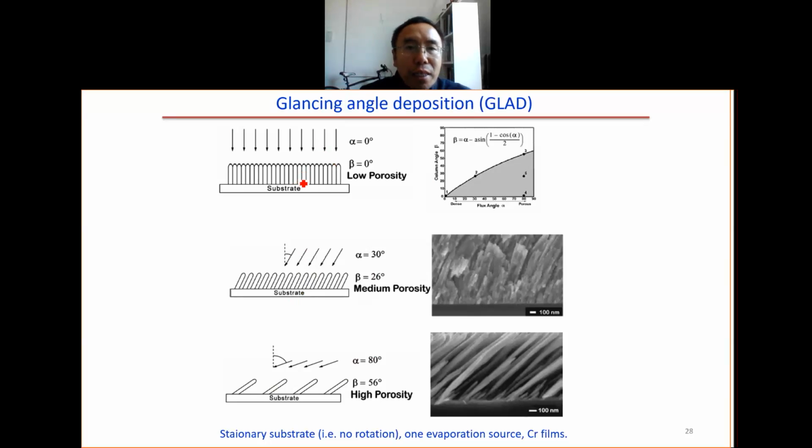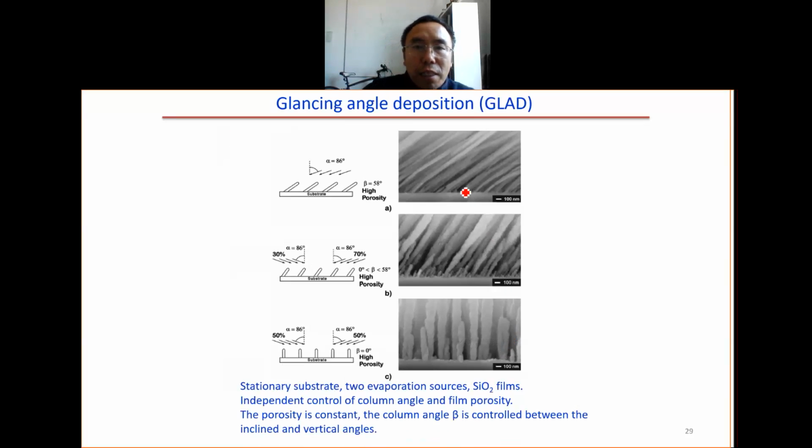This is the normal deposition, and this is the texture of the film. If we do a very large angle, if we do 30 degrees, you get a film deposition like this. When you do 80 degrees, you get a film like this. In this case, we have a stationary surface, no rotation, one evaporation source. This is the chromium film. We can play with it. This is 86 degrees, a very big angle, and you get this column structure.